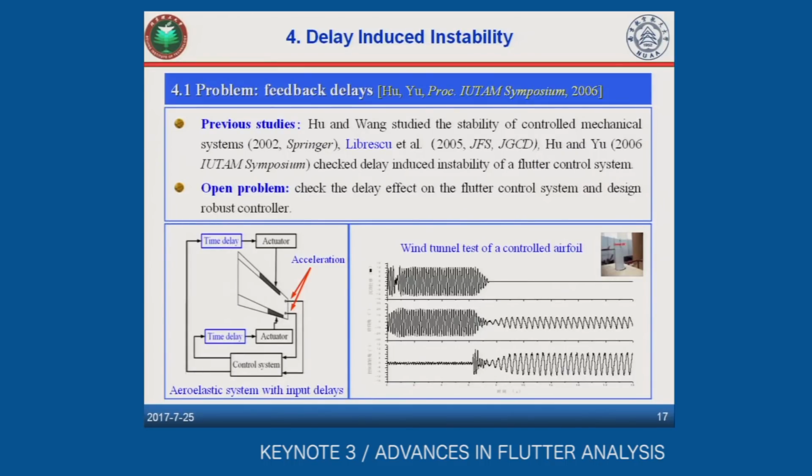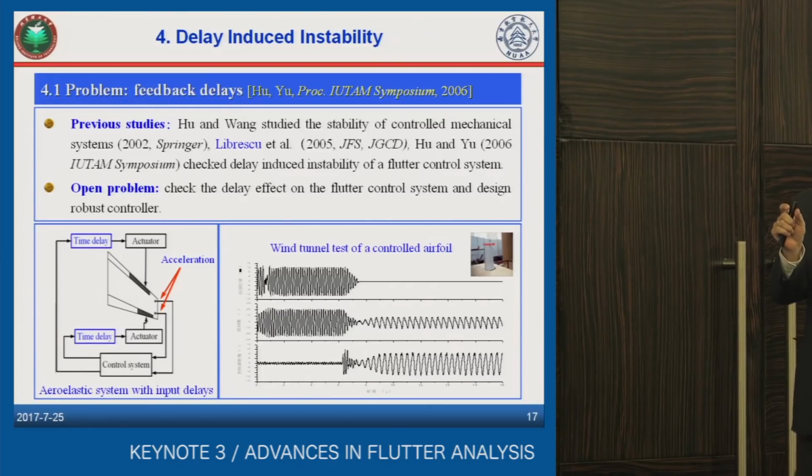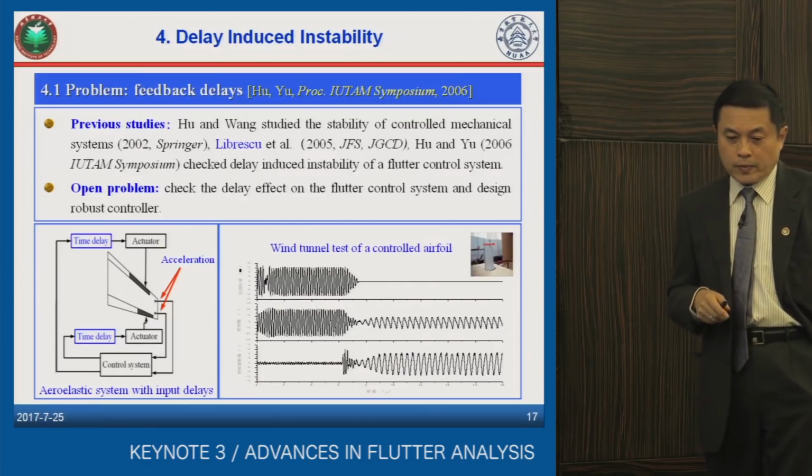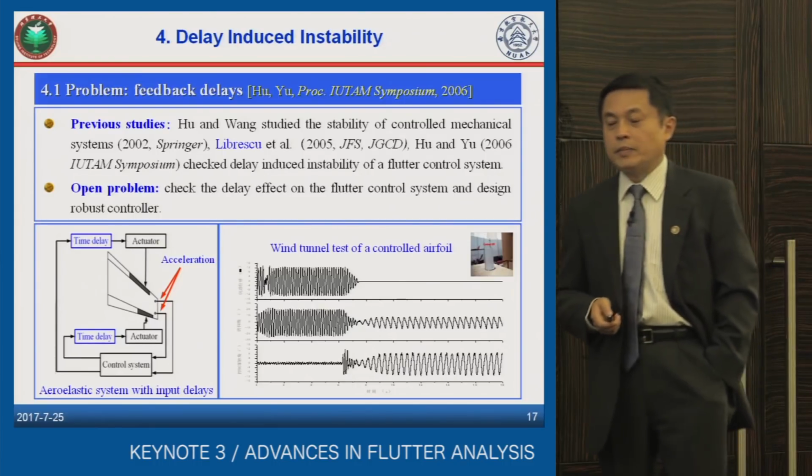Since we are going to use active control to suppress flutter, every control loop must have time delays, say due to the digital filter or the energy transfer between your output of control and the actuator. However, usually these time delays are very short compared with the period of possible flutter, for example, only a millisecond. So in the old days, people did not recognize the importance of the time delays.